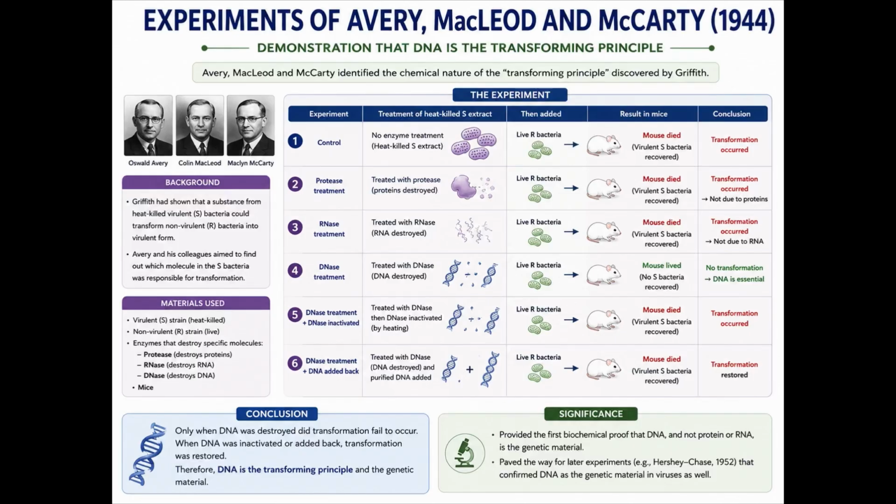So Griffith had already shown that a substance from the heat-killed virulent bacteria could transform non-virulent bacteria into virulent form. Avery and his colleagues found out which molecule is the transforming principle. They used virulent S strain, non-virulent R strain, and enzymes that destroy specific molecules like proteins, DNA, and RNA.